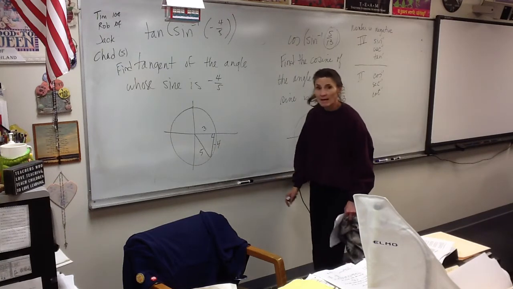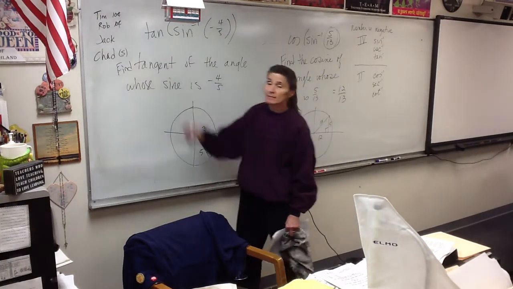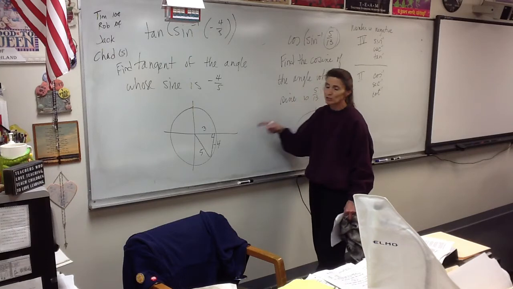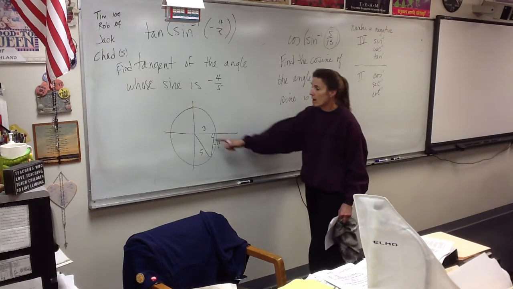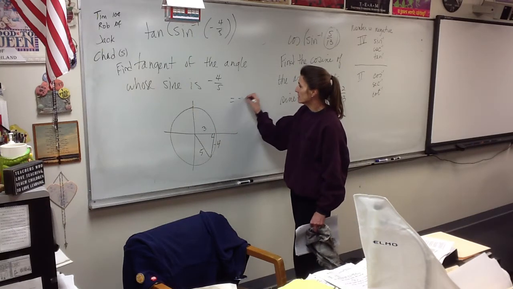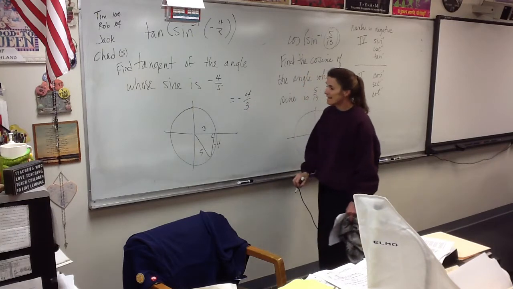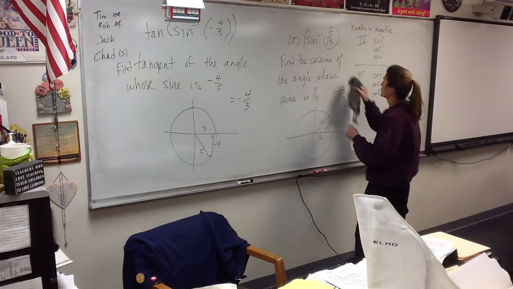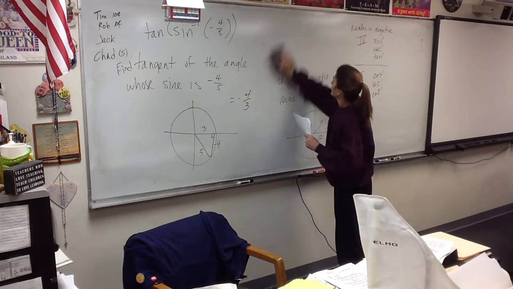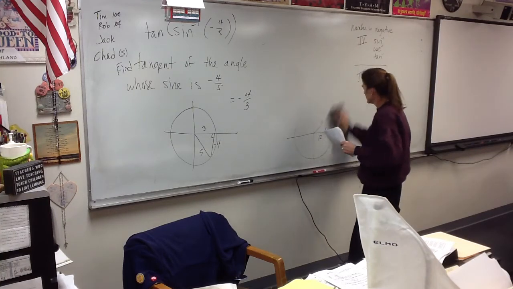What do I want to know about that angle? I want to know its tangent. What's the tangent of that picture? Opposite over adjacent, the answer is -4/3. Hope you're getting the hang of this. It really isn't too bad.